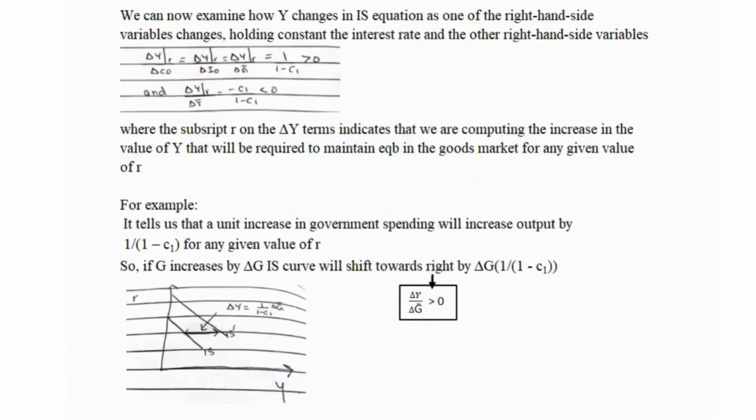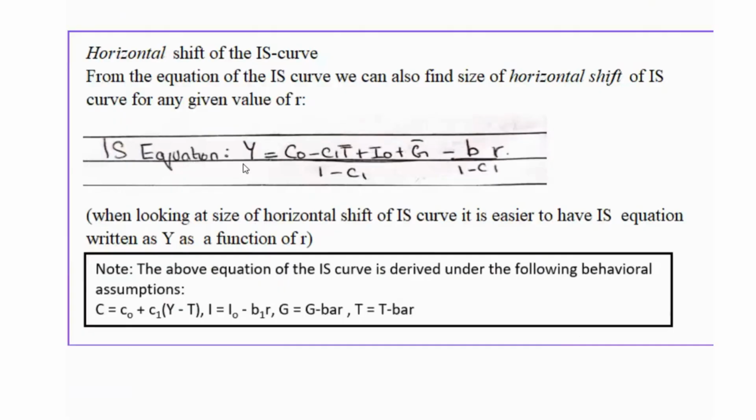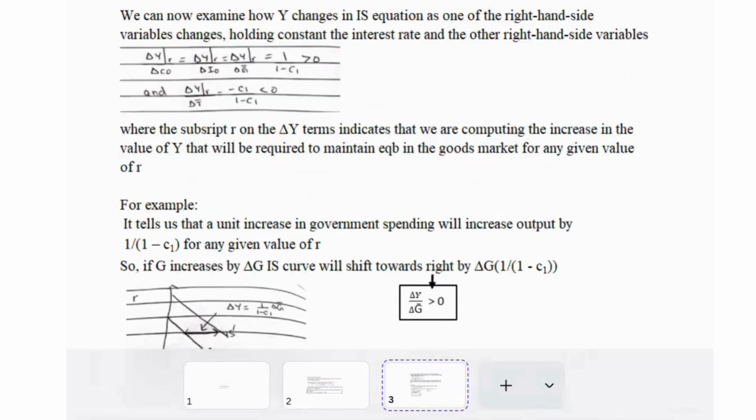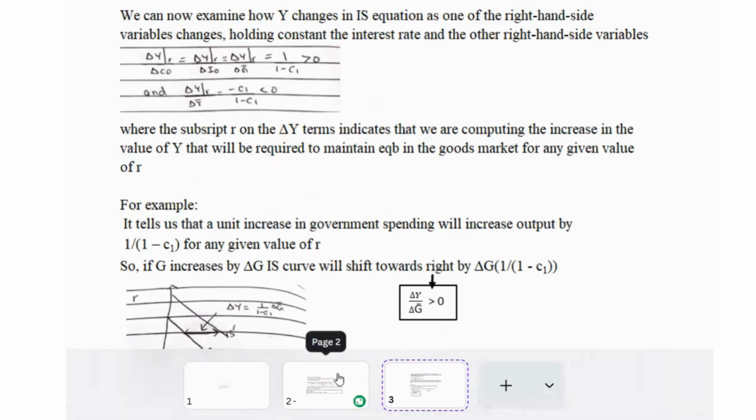We can now examine from the IS equation how y changes as one of the right-hand side variables changes, holding constant the interest rate and the other right-hand side variables. So from this equation, we can see how much y would change if C naught changes for a given value of R, how much y would change if I naught changes for a given value of R, and how much y changes if G bar changes for a given value of R.